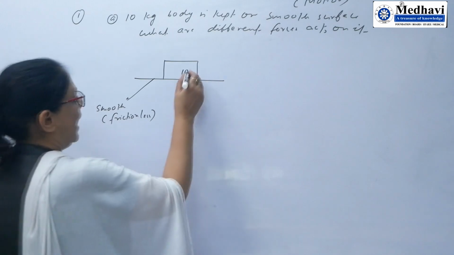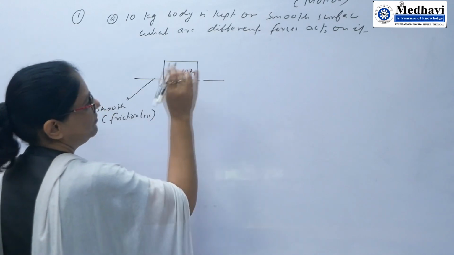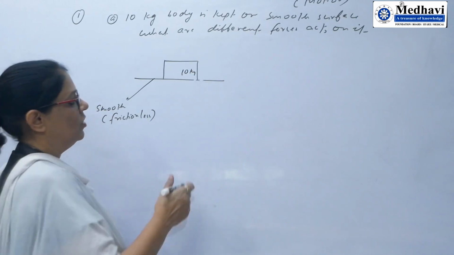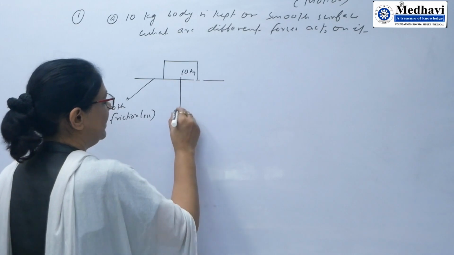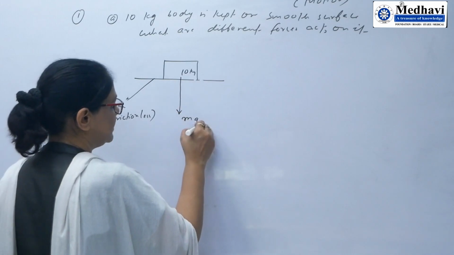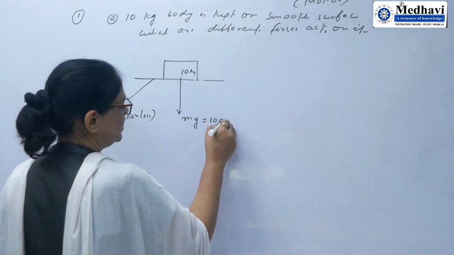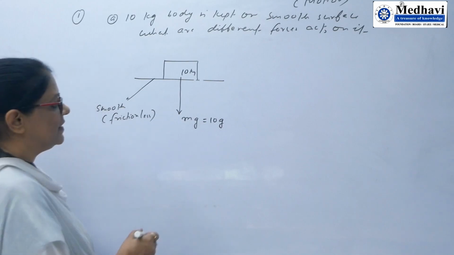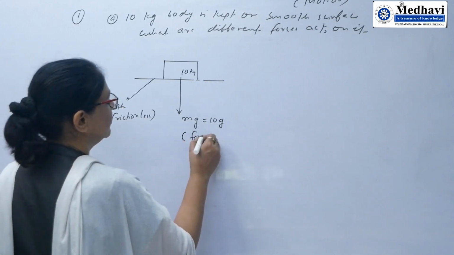And as the body is at rest, kept on the surface, that is, the body is not in motion. So first the force of gravity is acting on the body, that is in the downward direction, that is 10 g. You can say it is the force of gravity.